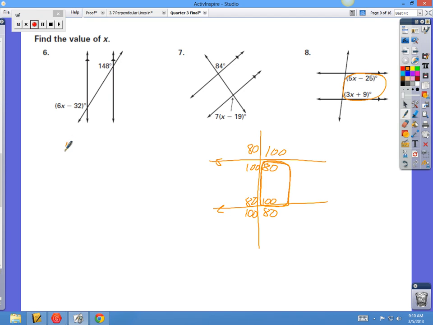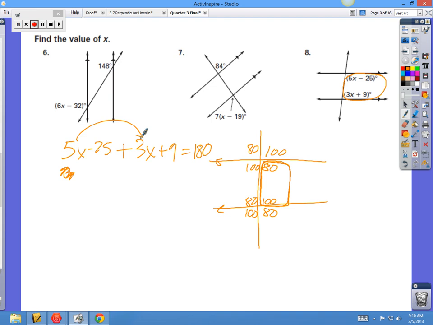You're going to take the top angle, 5x minus 25. You're going to take the bottom angle, 3x plus 9. Let me do this. You're going to add them together. So I'm going to add them horizontally. 5x minus 25. Add 3x plus 9. So if I add those together, my answer has to be 180.